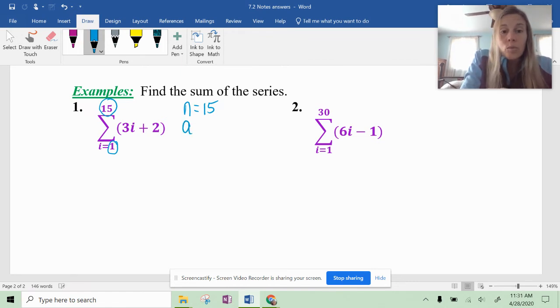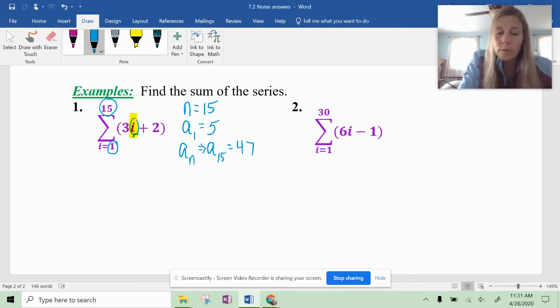Now the a sub 1 is the first number in the sequence. So if you just plug a 1 in here for that i, 3 times 1 is 3, 3 plus 2 is 5, we would know our a sub 1 is 5. And if we want to know our a sub n, in this case, it's going to be a sub 15, because we're going up to 15. You just do 3 times 15, which is 45, plus 2 is 47. So I actually think it's a little bit easier when they give it to us in this notation. And then we're using the same formula as at the top of our page.